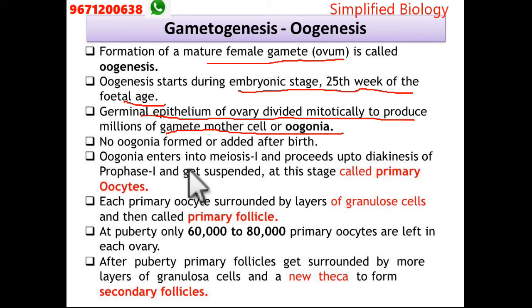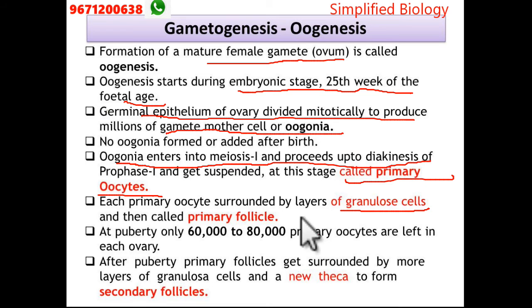Clear, beta? Then the oogonia enter into meiosis up to the diakinesis stage of prophase 1 and are suspended, at a later stage named the primary oocyte. Later I will show you the diagram. That structure will be covered with the help of granulosa cells, and it is named the follicle. Clear? At puberty, nearby 60 to 80,000 primary oocytes are left in each ovary. How many are there? 60 to 80,000.